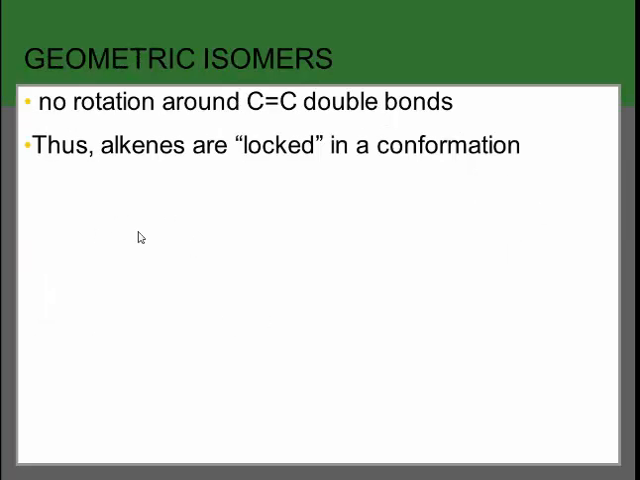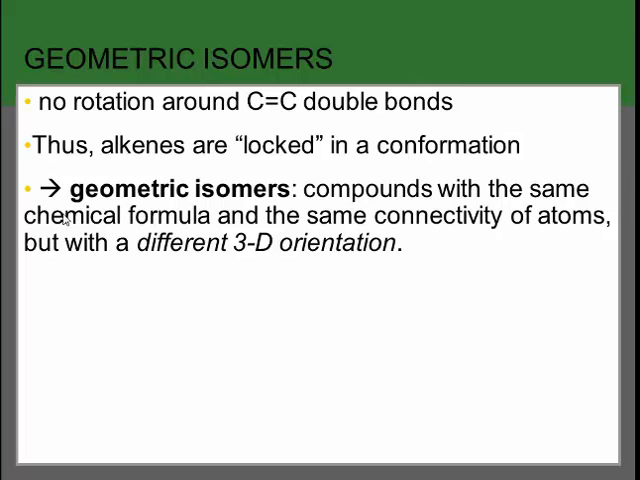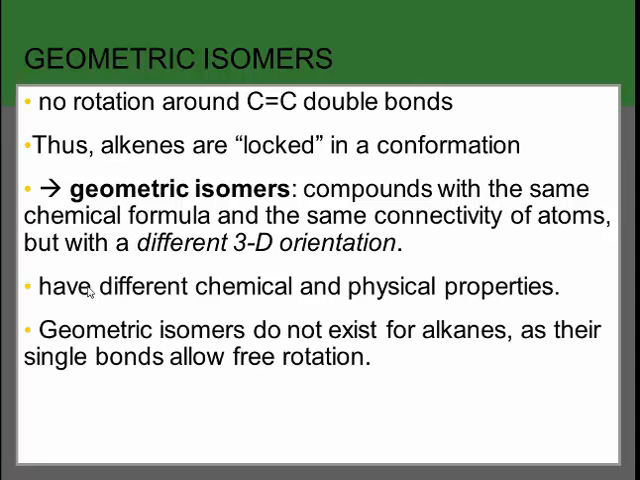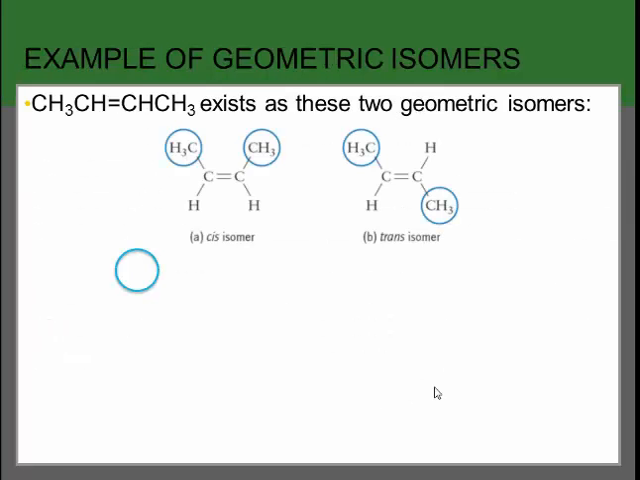So now we want to define a topic called geometric isomers. Unlike a carbon-carbon single bond, there's no rotation around a C-C double bond. So the alkenes are locked in a conformation, and this leads to geometric isomers, compounds with the same chemical formula and the same connectivity of atoms, but a different 3D orientation. That can only happen around a carbon-carbon double bond, and they have different chemical and physical properties. They don't exist for alkanes because alkanes have only single bonds, and those allow for free rotation.